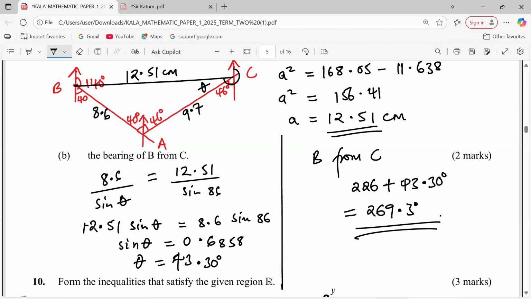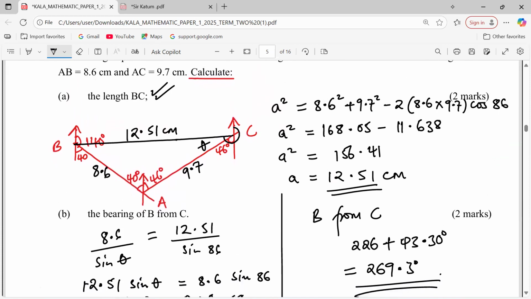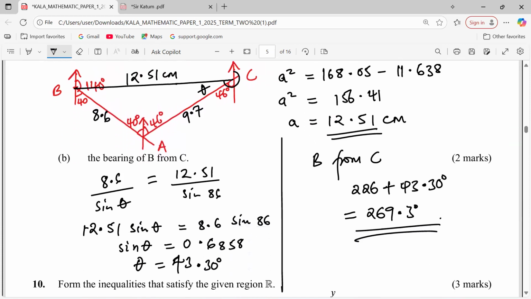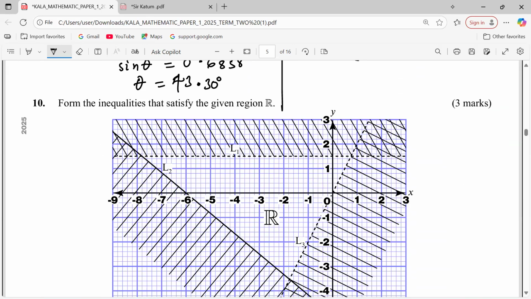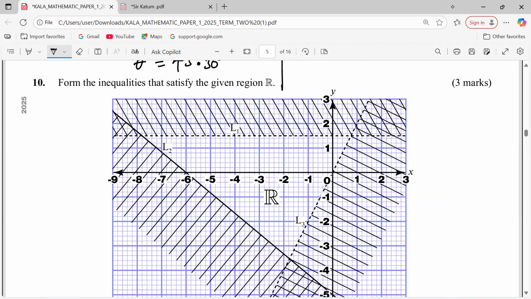A very good question. Interesting application of what we call trigonometry 2, solution of triangles. At number 10, very fast. We are now in number 10. We are moving very fast.